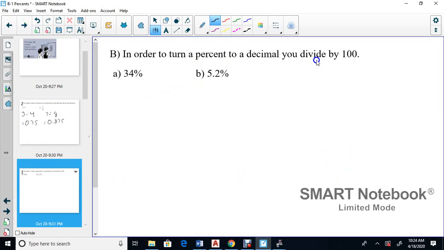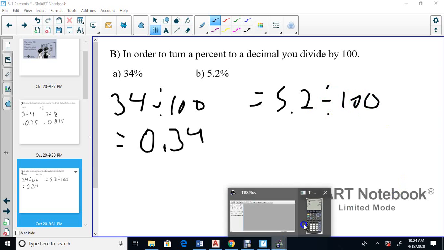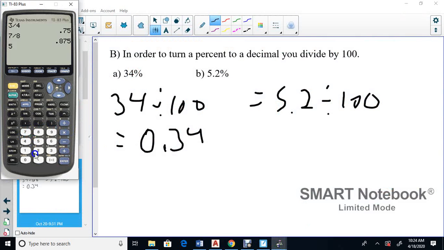In order to turn a percent to a decimal, you divide by 100. So here you go, 34 divided by 100, and in this case it's 0.34. Okay, I'll do this one, 5.2 divided by 100. So you go to your calculator here. Okay, 5.2 divided by 100.